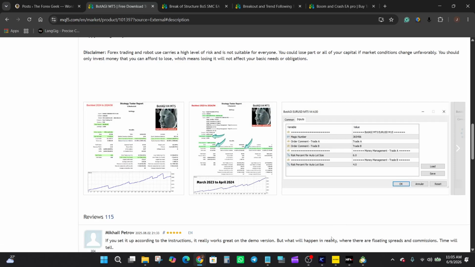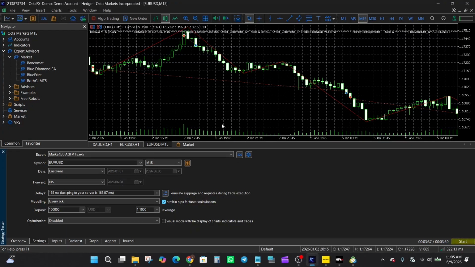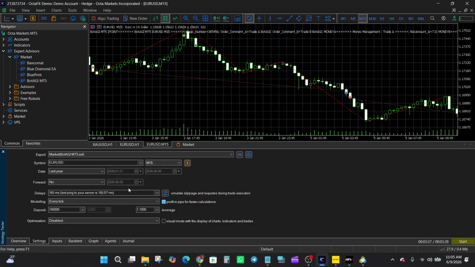Anyways, let's just head over to our strategy tester and see how the BotAGI performed over the past 5 months. We're testing the BotAGI EA on EURUSD on the M15 time frame over the past 5 months, and for the delays, we are using the last ping to the server, and of course the every tick modeling.